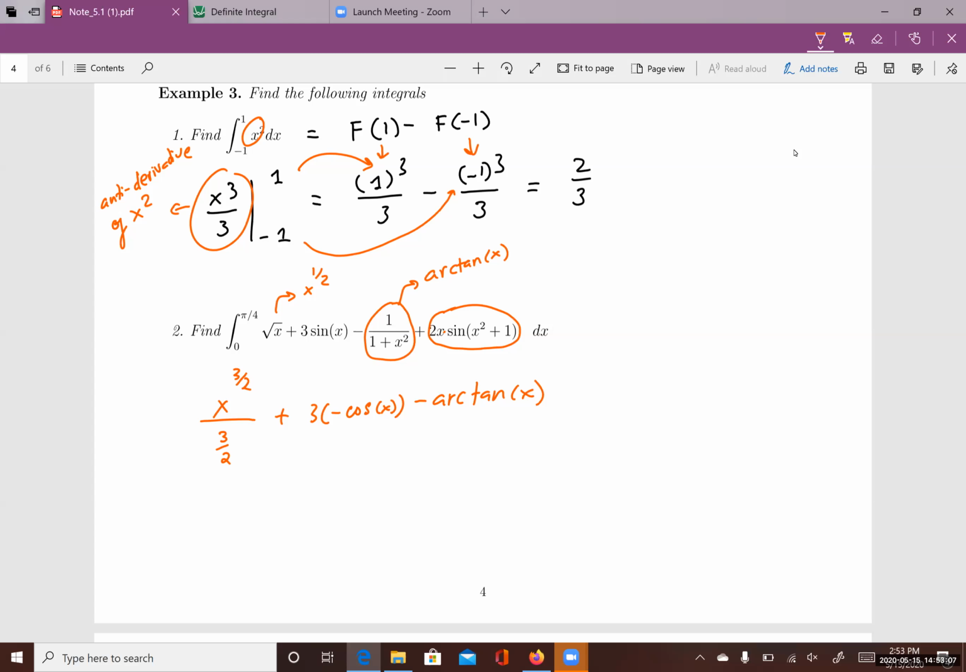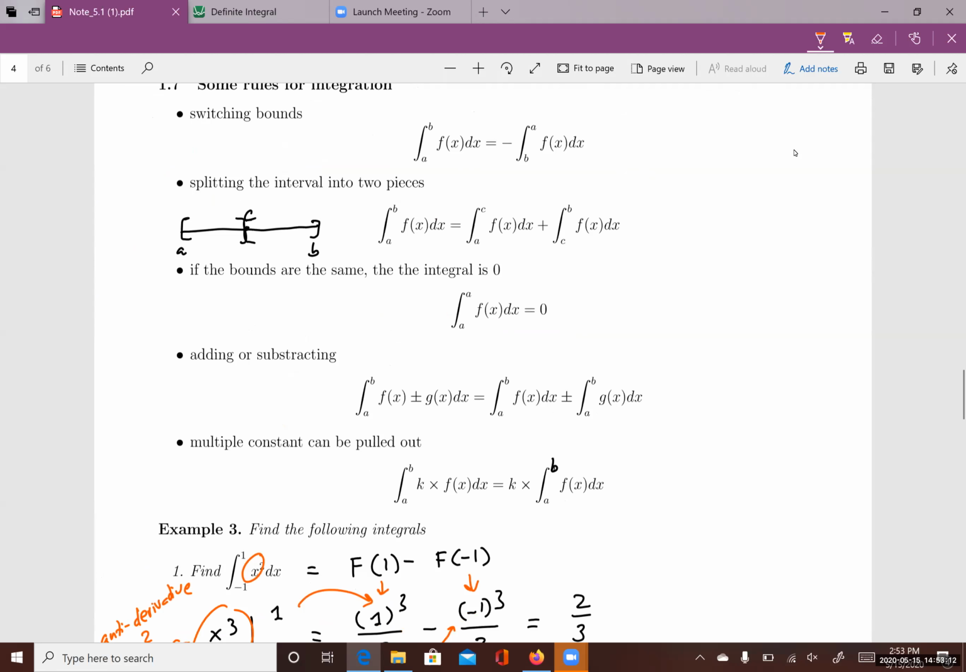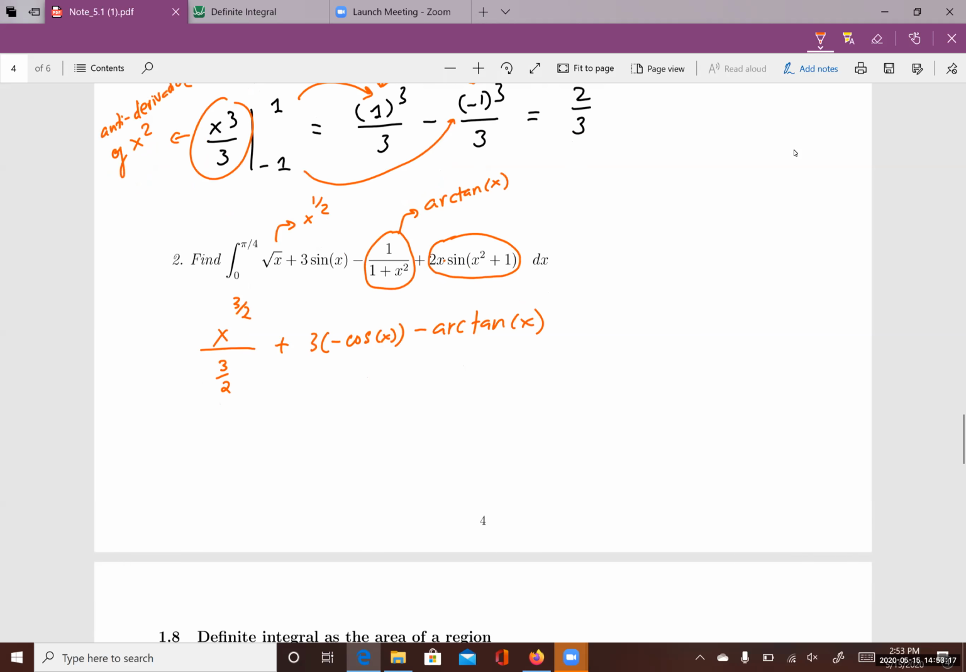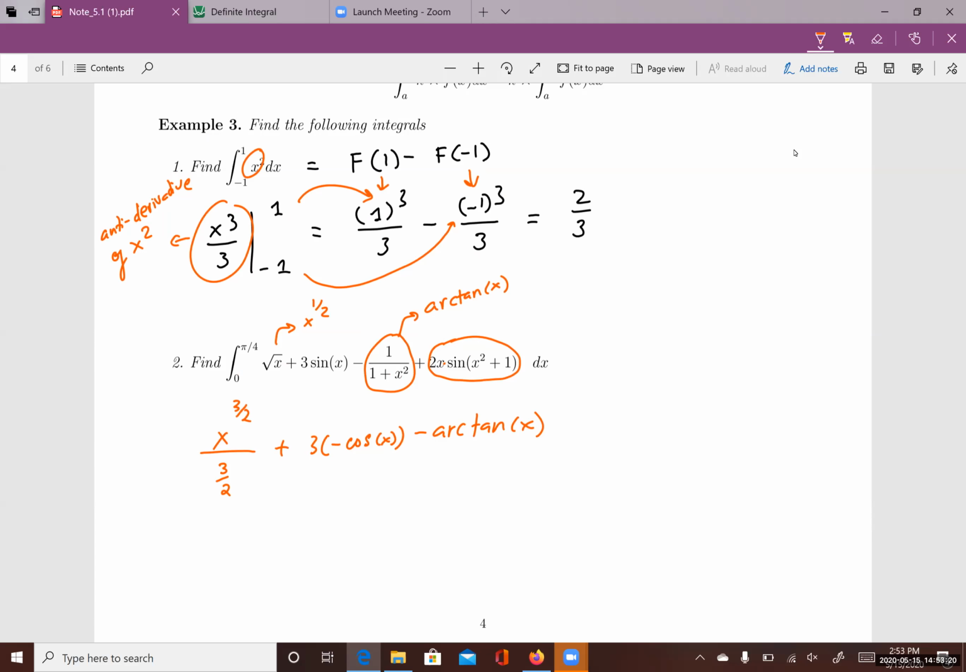All right, and then this function here has multiplication. The rules of integrals don't have any rules for products or quotients of functions. But one thing that we can notice is we have sine of x squared plus 1, and 2x is the derivative of x squared plus 1. So using the chain rule, this is the derivative of negative cosine of x squared plus 1.